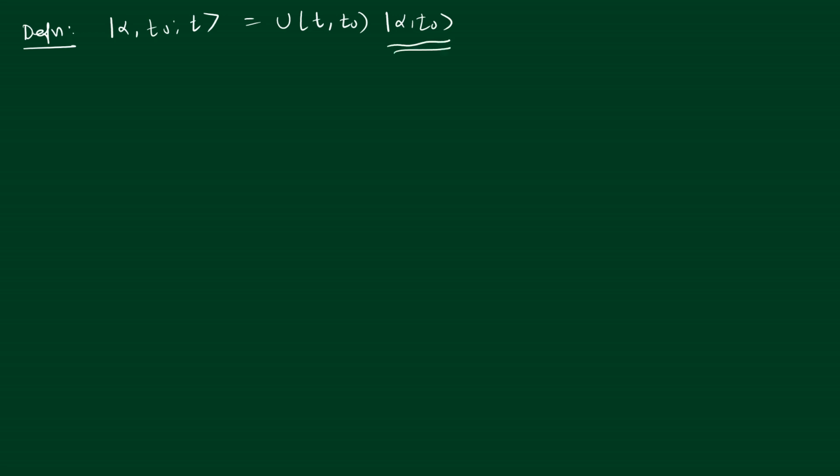Let me now summarize what we have learned about the time evolution operator. The definition: the time evolution operator is defined according to this relation: the ket |alpha, t0; t> at time t is equal to U(t, t0) acting on the ket |alpha, t0>. This is the state at an initial time, say t0, and this is the state at a later time t, and these are related by the time evolution operator.